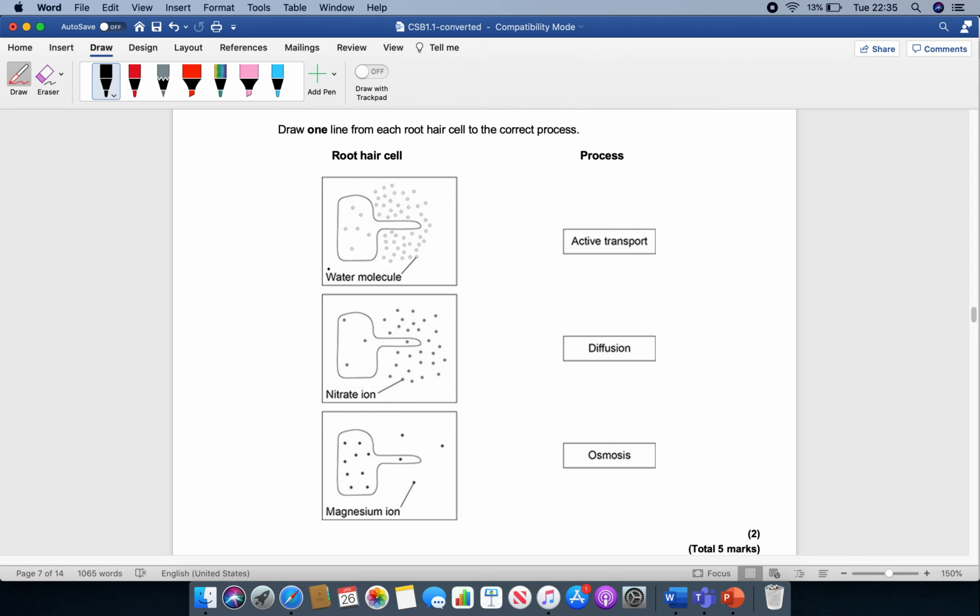Whenever you see the keyword water involved, you know that it's going to be osmosis. Whenever a nitrate ion is there, these are small molecules, you know that it's going to be diffusion, as diffusion is to do with gases. Osmosis is to do with water, and active transport is to do with minerals and ions. So we know the magnesium ion would be active transport.